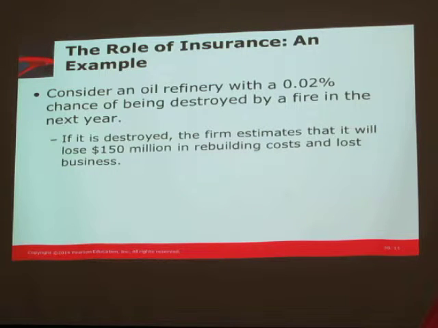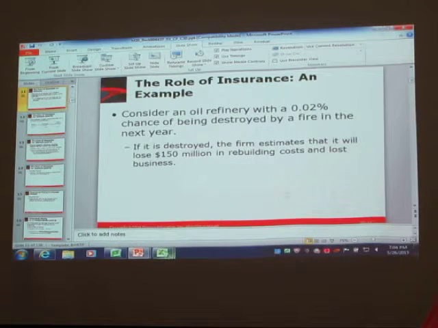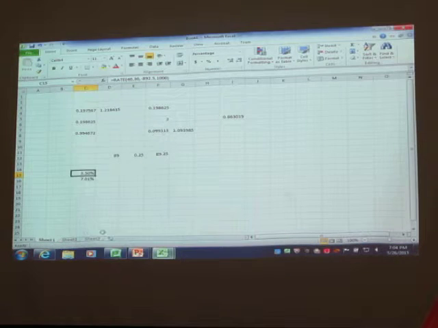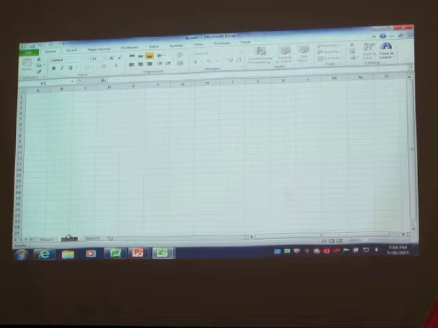Okay, a refinery has a 0.2% chance of being destroyed by fire. If it is destroyed, the firm estimates it loses $150 million in lost business. Okay, here we get into little percentages. So what's the likelihood it's going to happen? 0.02%, right? So given the amount and the value, what can we do?